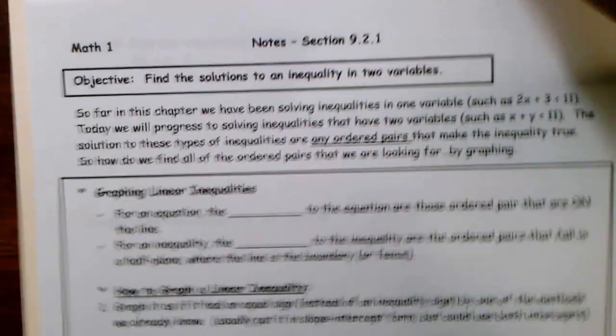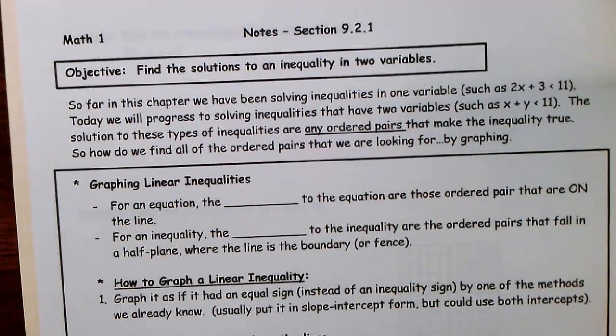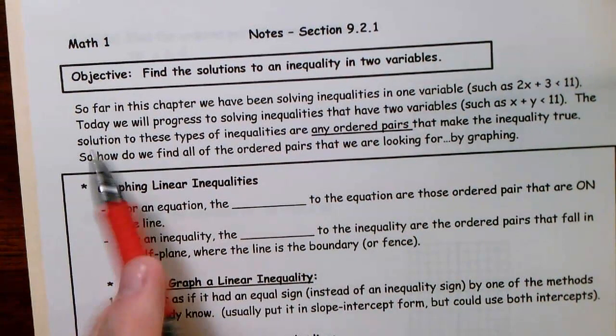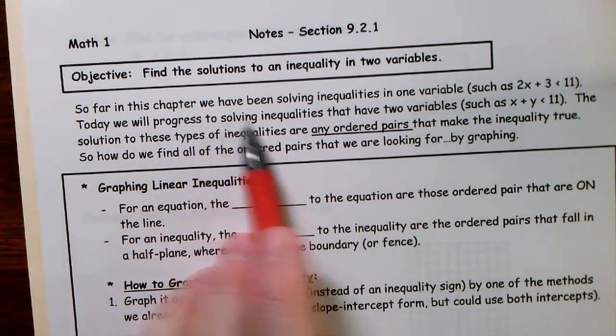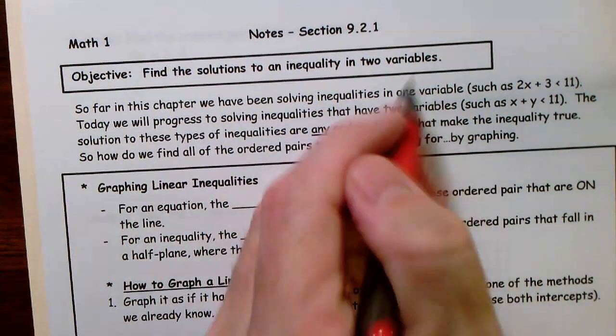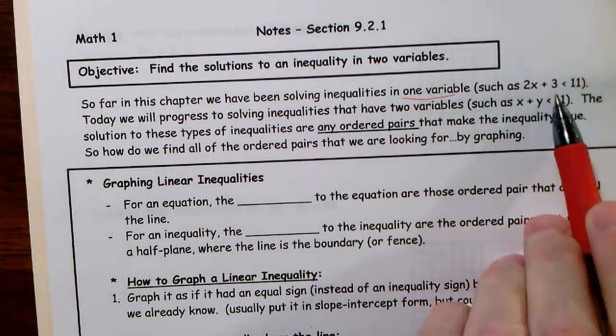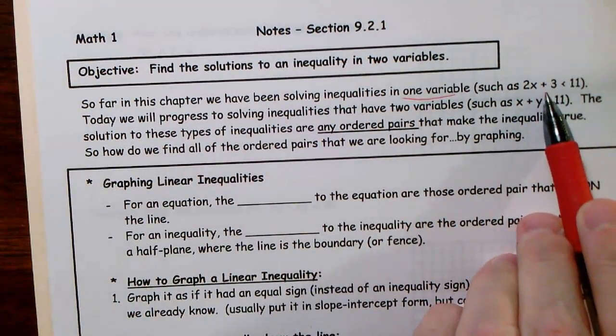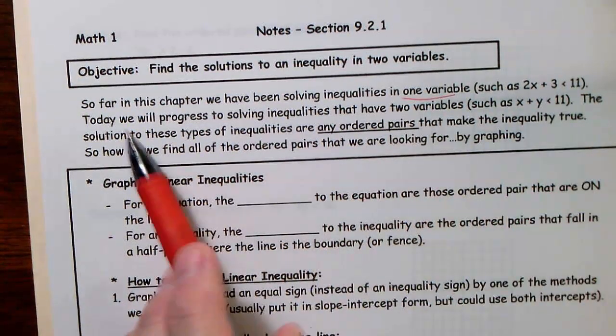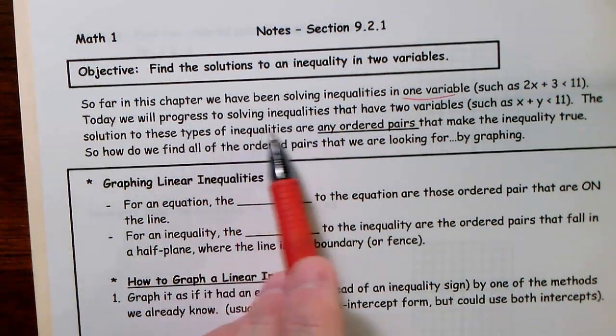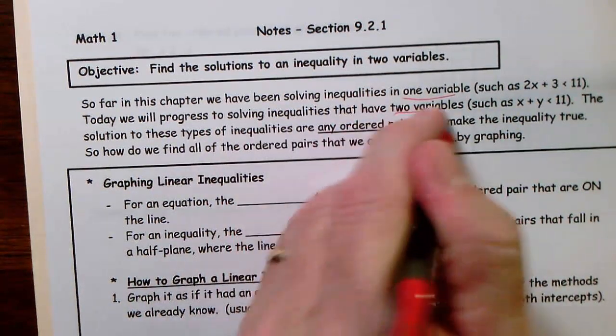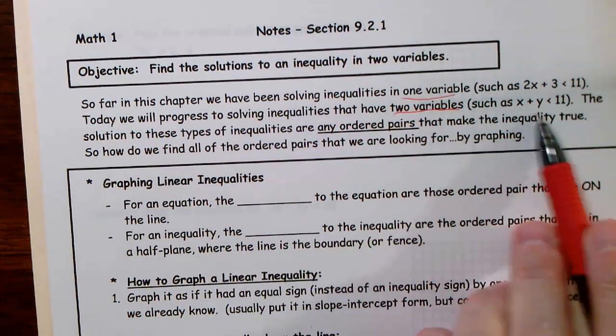Alright, so section 9.2.1 is... Alright, so far in this chapter we have been solving inequalities in one variable. And here's an example in one variable. You subtract 3, divide by 2, and you graph one variable on a number line. Well, today we're going to progress to solving inequalities that have 2 variables, like x plus y is less than 11.